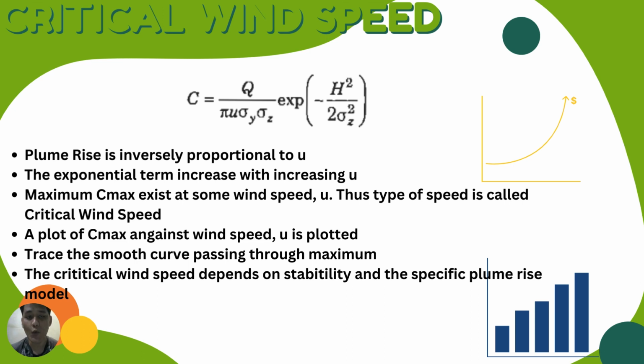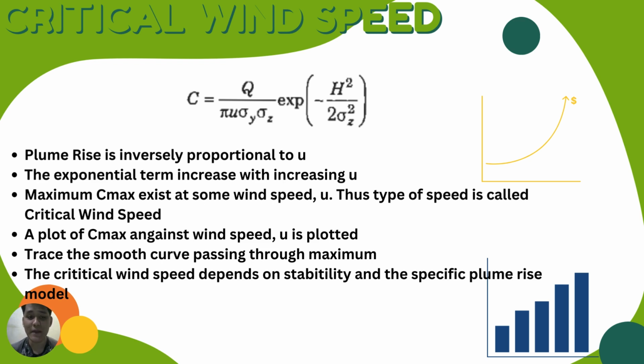Next is critical wind speed. Plume rise is inversely proportional to U, where U is the wind speed. So the relationship between delta H and U is inversely proportional. The exponential term increases with increasing U. Maximum Cmax exists at some wind speed U. This speed is called the critical wind speed.